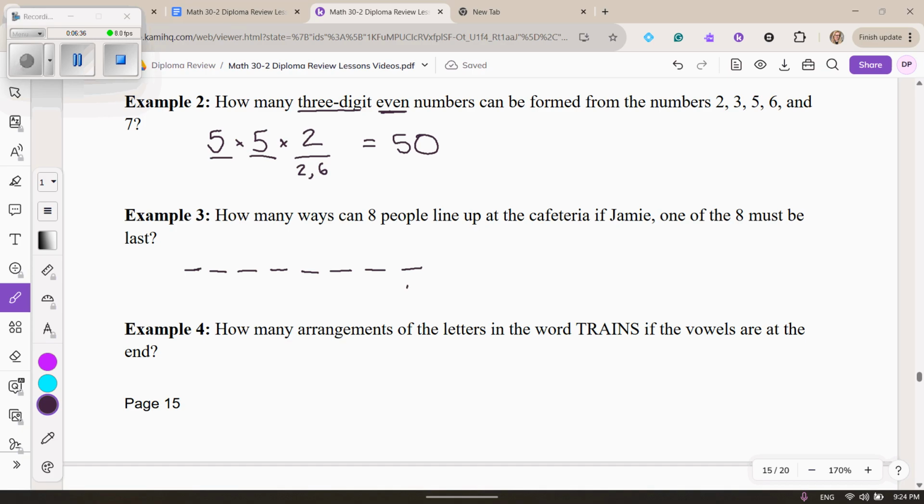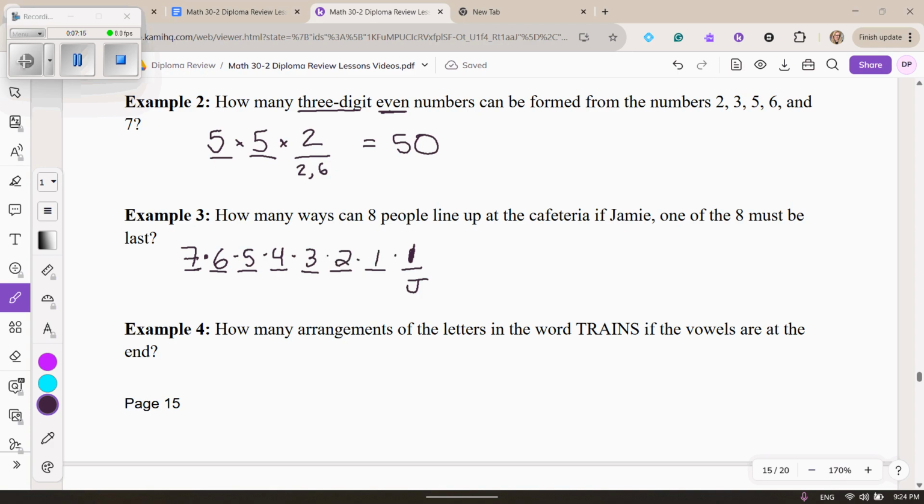So we know Jamie has to be last, which means we have one option for her. She has to be there. There's only one person there. After that, we don't have any other restrictions other than Jamie has to be last. So now, how many people do we have to go in the first spot? Well, we have everybody except for Jamie. So there's 7 options. And now it goes down by 1 every single time. So 7 times 6 times 5 times 4 times 3 times 2 times 1.